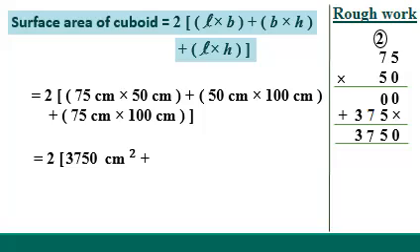Now we need to multiply 50 by 100. As I already told you how can we multiply any number by 10, 100, 1000, 10,000 or even greater number, how can we multiply?